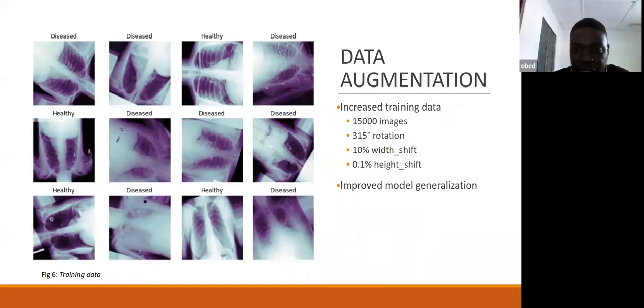The next thing I did was to augment my data, because I had a total of 7,000 images. So I decided to do some data augmentation, and that helped me increase the training data to 15,000. I did a 315 rotation.